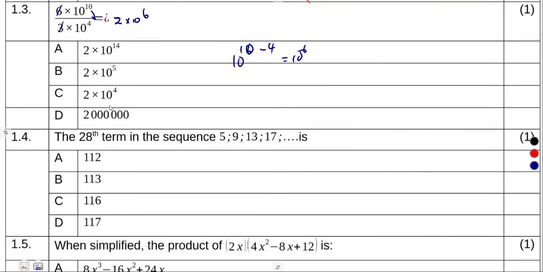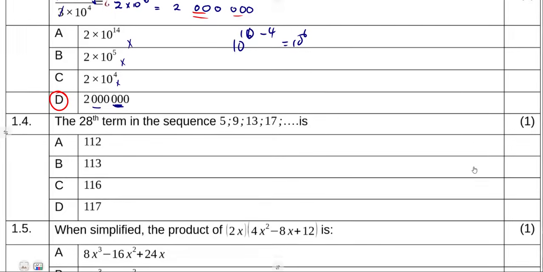But we do not have that one, to the exponent of 4, 5, 14. All right, what about this one? Because these are 6 zeros, 2 times 10 to the exponent of 6 is the same as the 2 million that we are given. So the one that is equivalent to 2 times 10 to the exponent of 6 is 2 million, which is on D. So D was the best answer.